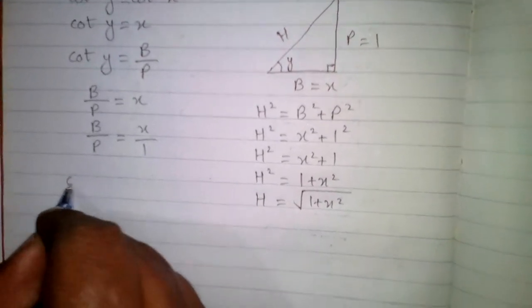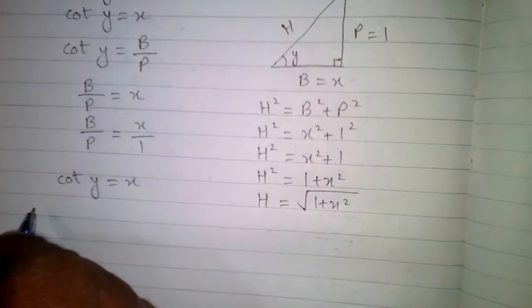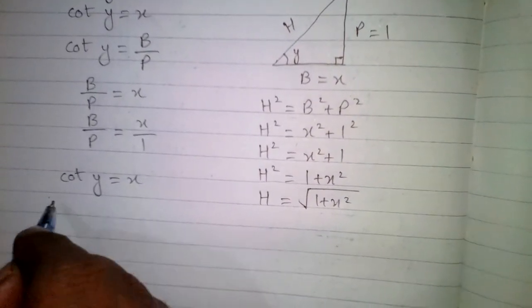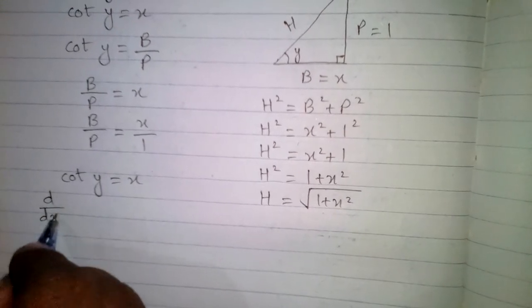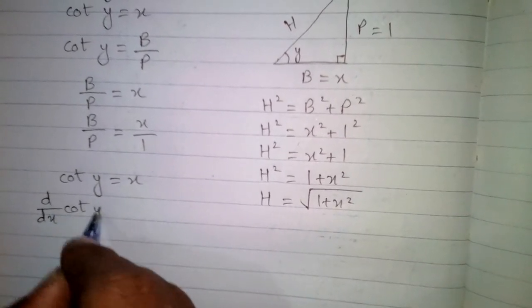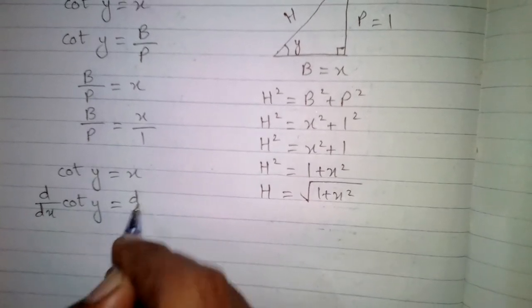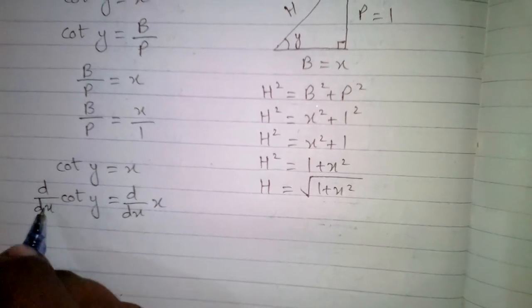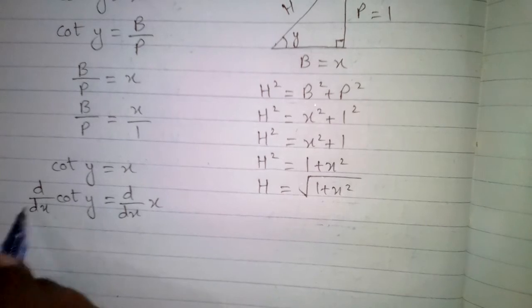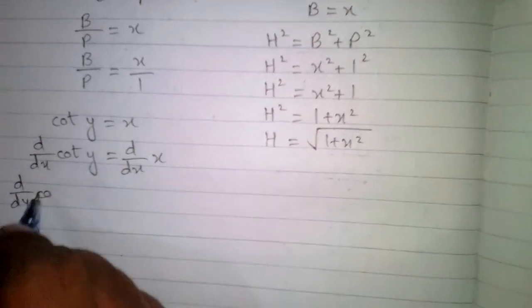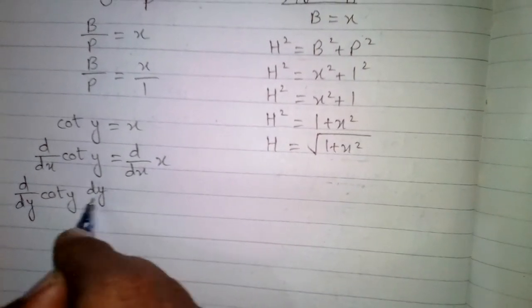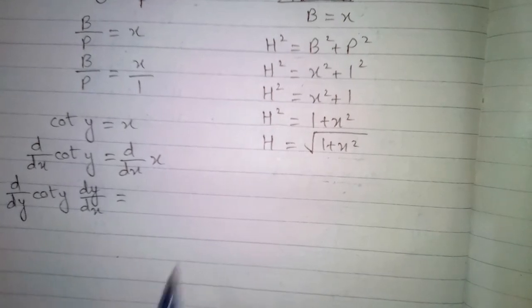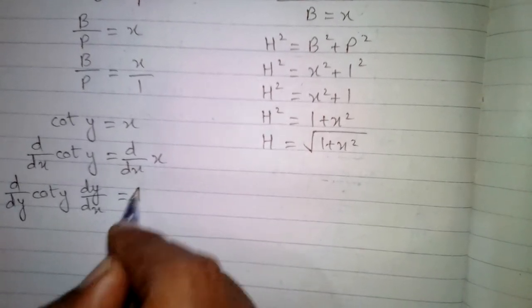Now we will differentiate cot y is equal to x with respect to x. So apply d by dx on both sides. We have d by dx of cot y is equal to d by dx of x. Now we have to find the derivative of cot y, but here we have dx, so we have to apply the chain rule, which is d by dy of cot y multiplied by dy by dx is equal to the derivative of x, which is 1.